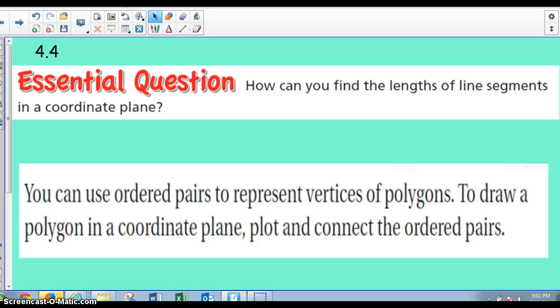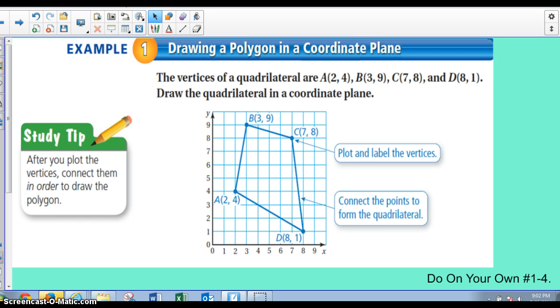Chapter 4, Lesson 4. Our essential question is, how can you find the lengths of line segments in a coordinate plane? You can use ordered pairs to represent vertices of polygons. To draw a polygon in a coordinate plane, plot and connect the ordered pairs. You do not have to take any of that down into your notebook.